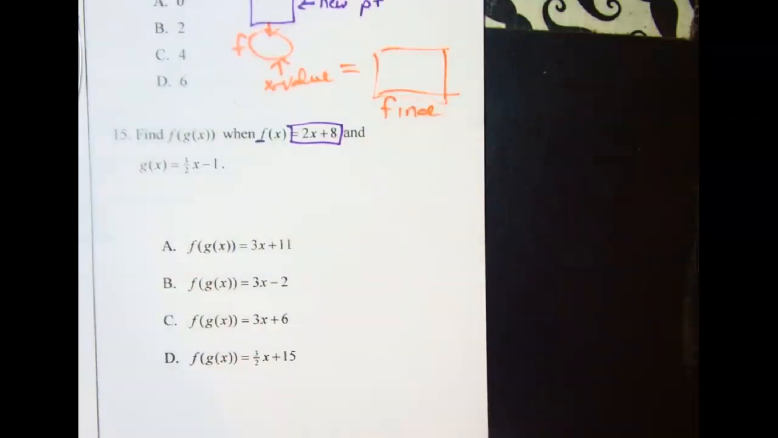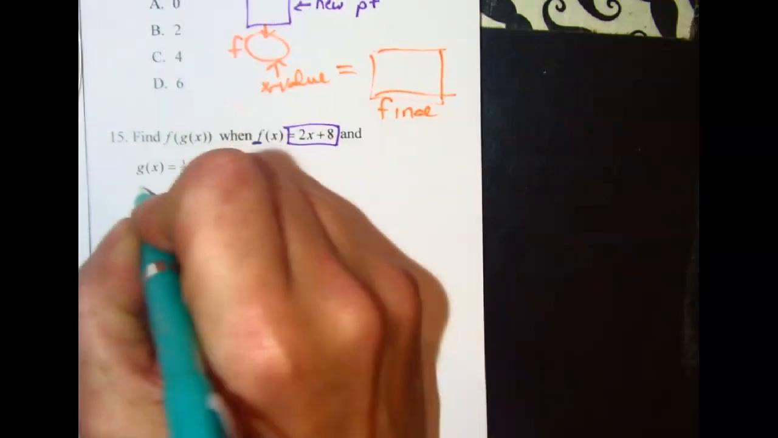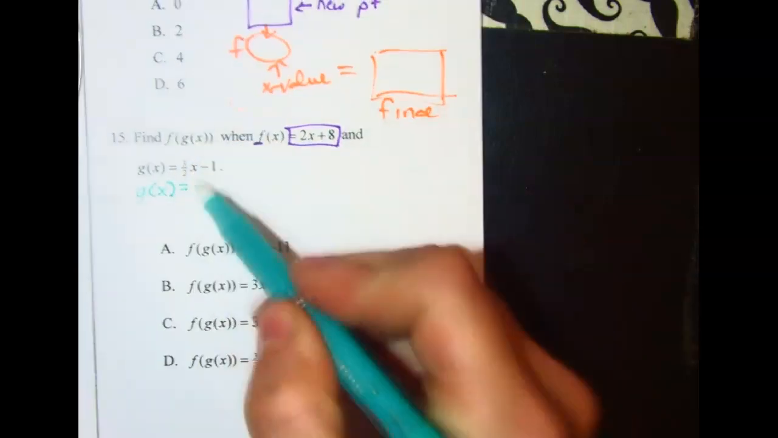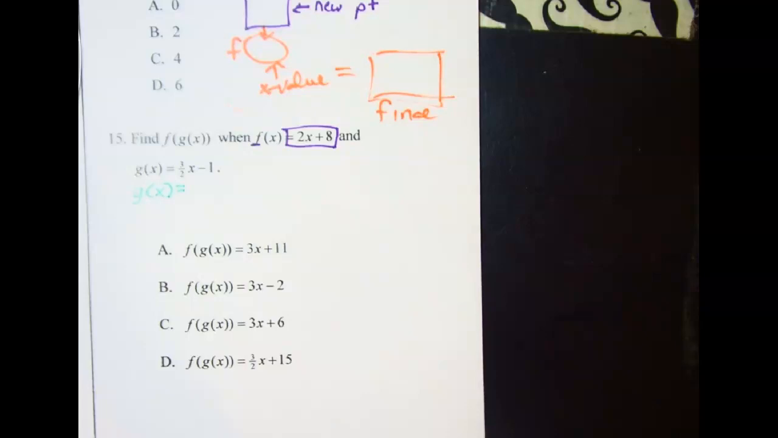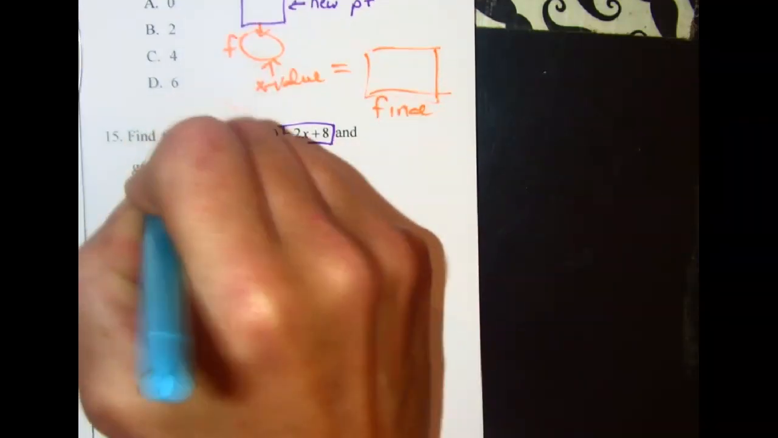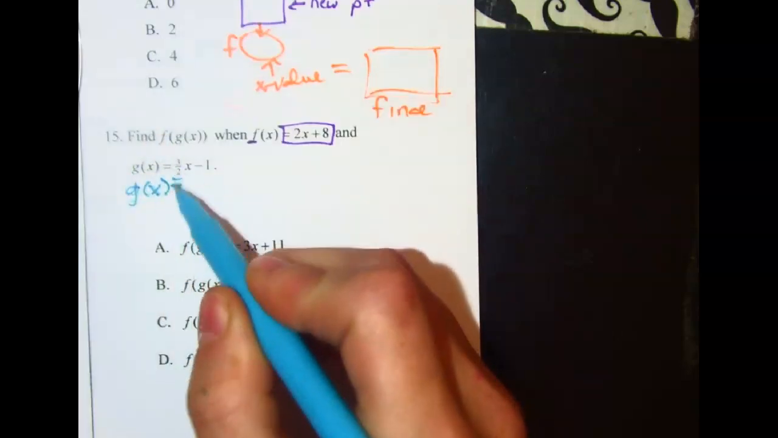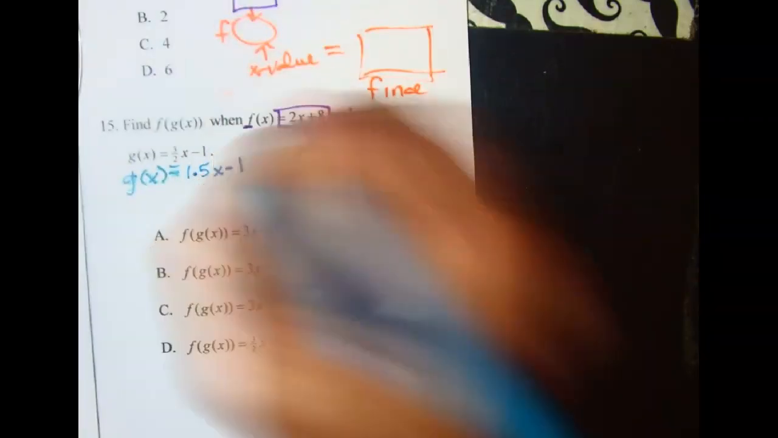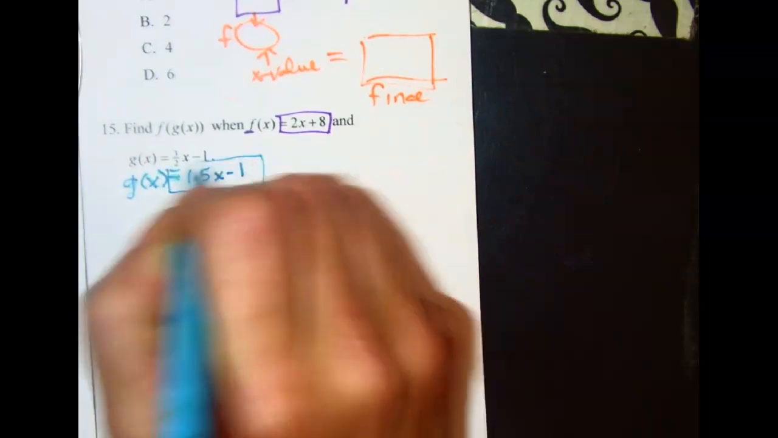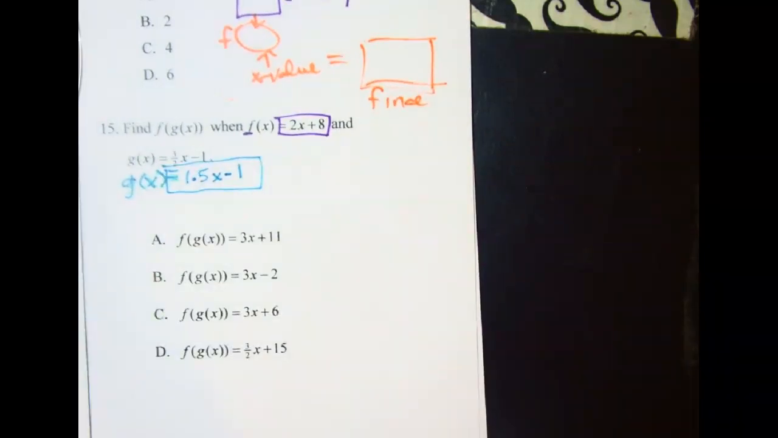Now, what I like to do, because I don't like putting fractions in my calculator, is rewrite this g of x to be a decimal, because I know it's a non-repeating one. You can do whatever you want. So g of x equals, and 3 divided by 2 is actually 1.5. So I'm just going to copy it: 1.5x minus 1. I'm going to use this one when I plug it in. But again, it does not matter. Use whatever you want. I just like to make things into decimals because fractions can get tricky.